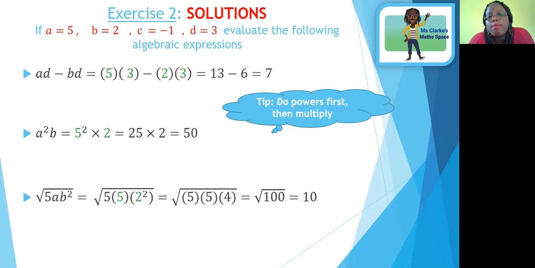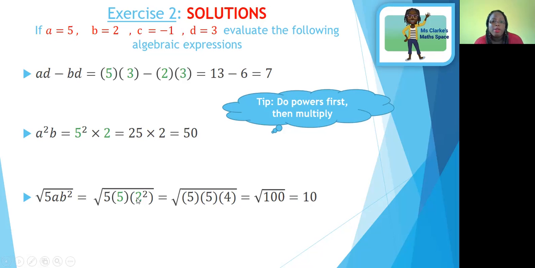All right? And our last question here in exercise 2 is the square root of 5AB squared. So we want to work out everything inside of the square root first. We're going to simplify that before we find the square root. So we have A being 5, B being 2. So you're going to have that substitution here: 5 multiplied by 5 multiplied by 2 squared.